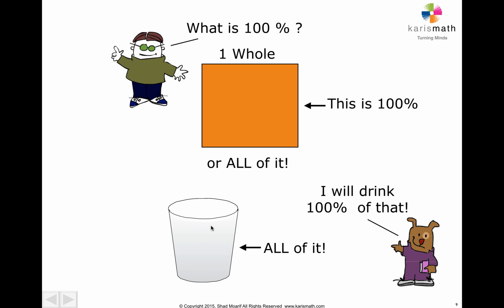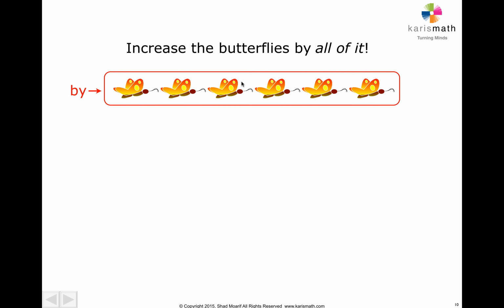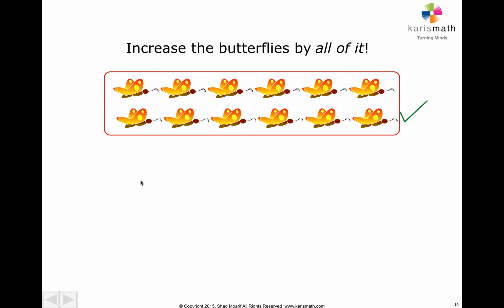That's what 100% means. So if you've got 1, 2, 3, 4, 5, what? 6 butterflies here? If I want to increase it by 100%, means I want to increase it by whatever amount here, by all of this. That means I bring in another 6 butterflies. So that's by how many? By all 6. So add that to that, I now have 12 butterflies. That's what it means to increase by 100%. Take all of it, whatever the original was, all of the original, add it to it, and you'll get the new amount.